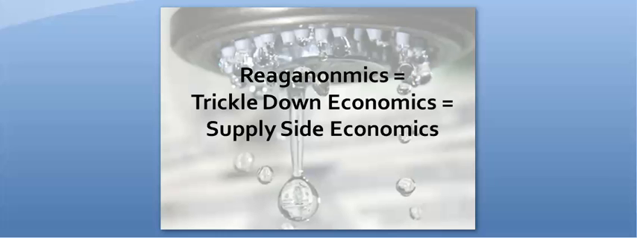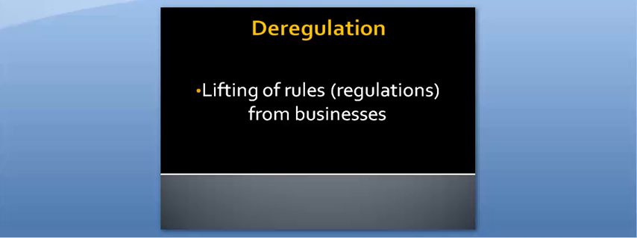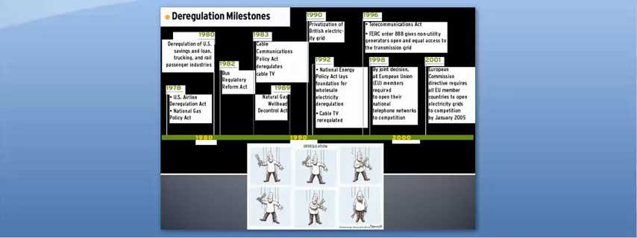Another way Reagan tried to help businesses make more money, in hopes that it would trickle down to the workers, was called deregulation. Deregulation is the lifting of regulations or rules from businesses. Governments regulate businesses in different ways. For example, if Xcel Energy wants to raise the amount they charge for electricity, they must get approval from the government. This keeps prices fair to consumers, especially in regard to utilities and other needed services or goods.